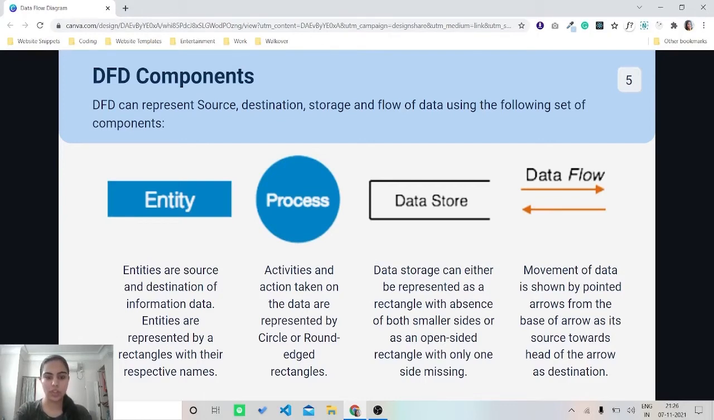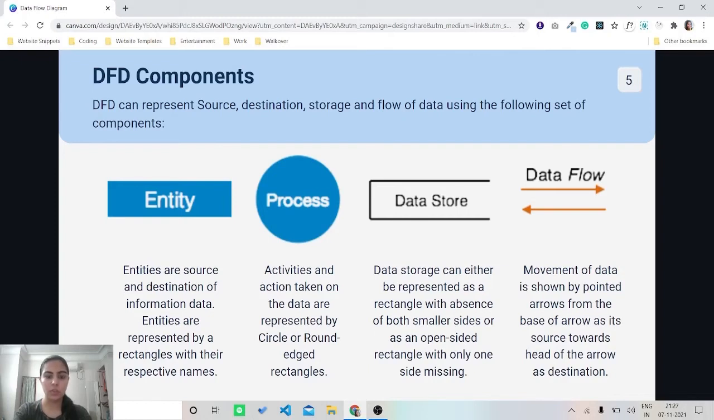Data storage. There are two variants of data storage. It can either be represented as a rectangle with the absence of both smaller sides or as an open-sided rectangle with only one side missing. A data store is a repository of data. Data can be written into the data store. This is depicted by an outgoing arrow. Data can be read from a data store. This is depicted by an incoming arrow. An external entity cannot read or write to the data store. Two data stores cannot be connected directly by a data flow.